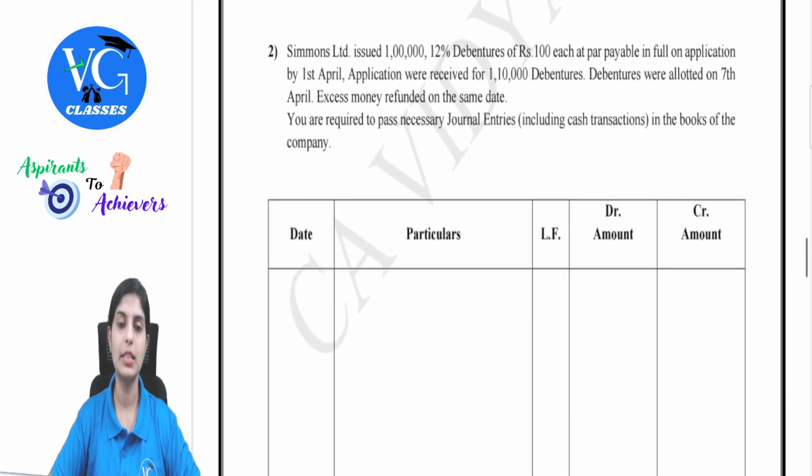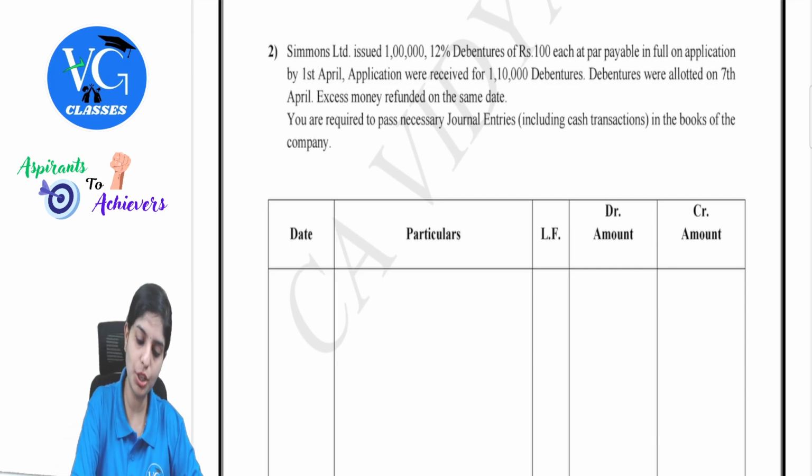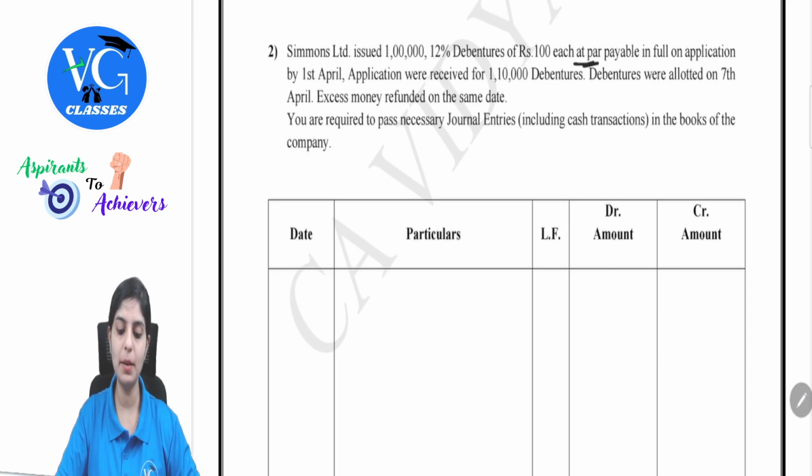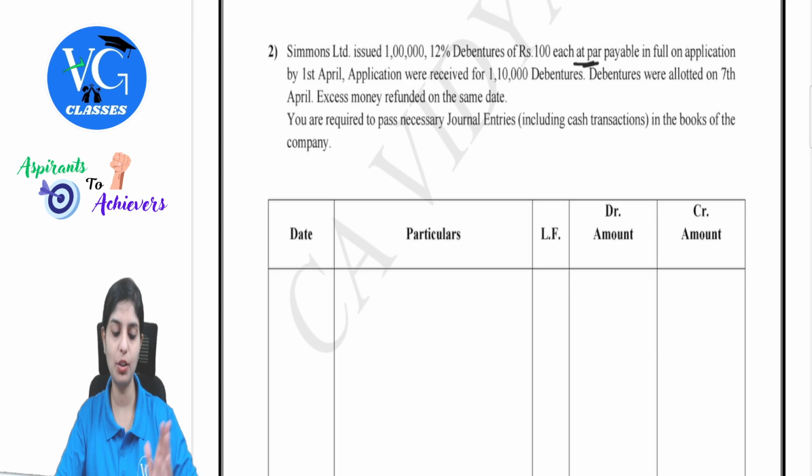Next question. Siemens Limited issued 1 lakh 12% debentures of 100 each at par. So issue is happening at par. Payable in full on application by 1st April. Applications were received for 1 lakh 10,000 debentures. Debentures were allotted on 7th April. Excess money refunded on the same date. You are required to pass necessary journal entries in the books of the company.